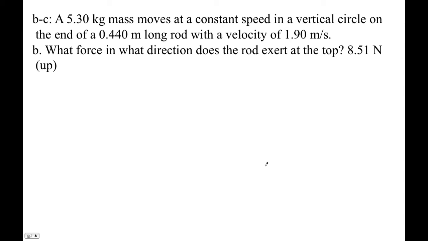Okay, so the next two questions are ones where we figure out the weight and we figure out the acceleration first. The acceleration here is going to be v squared over r. I know that because it's giving me a velocity and a radius, right? So that's going to be 1.9 squared over 0.44. That's 8.2045.